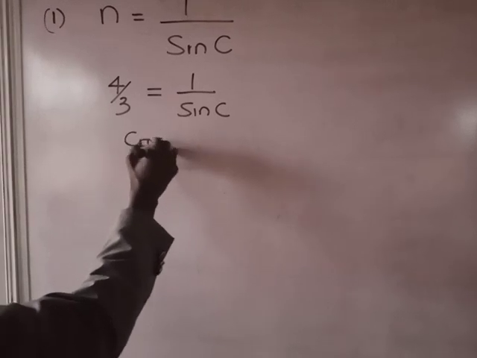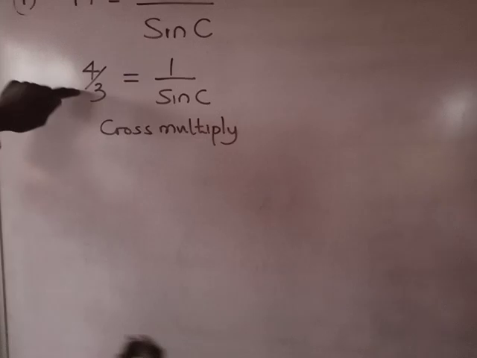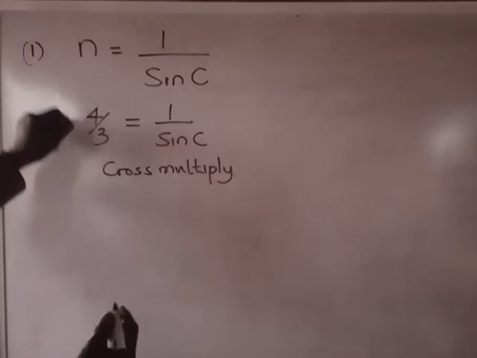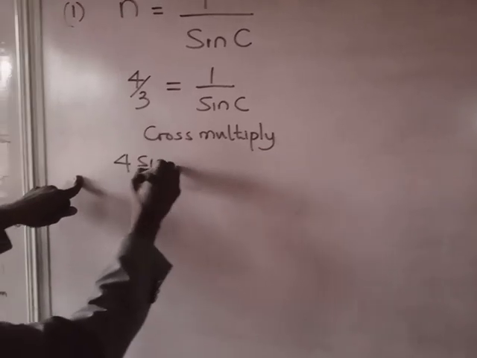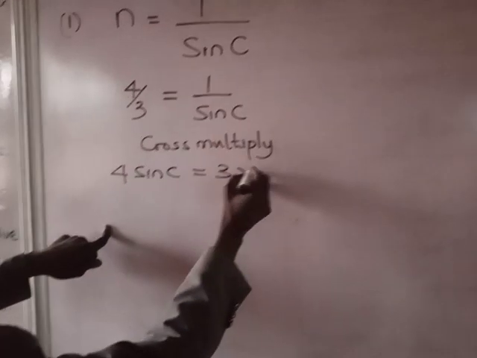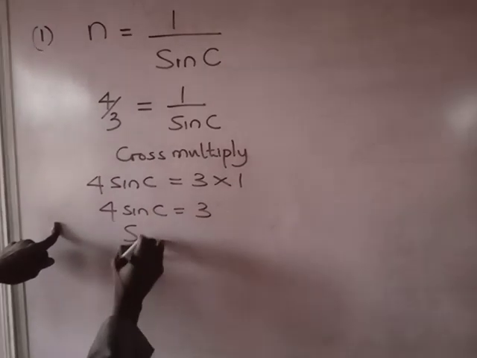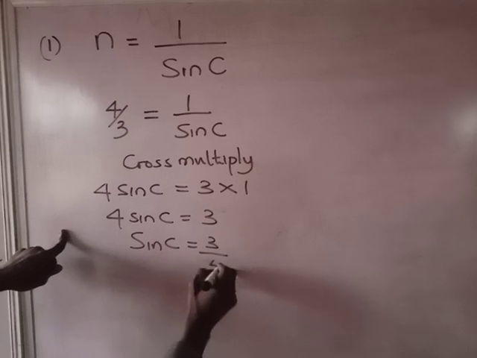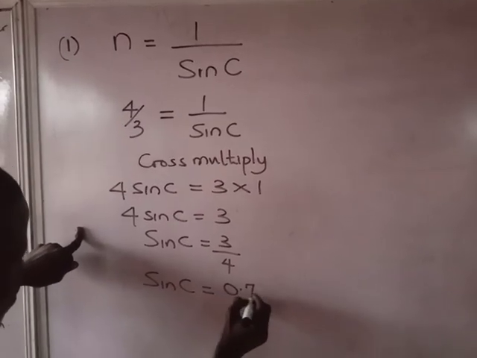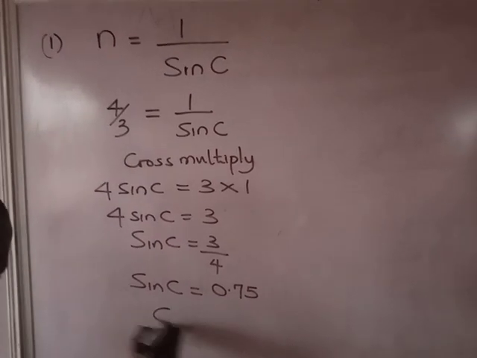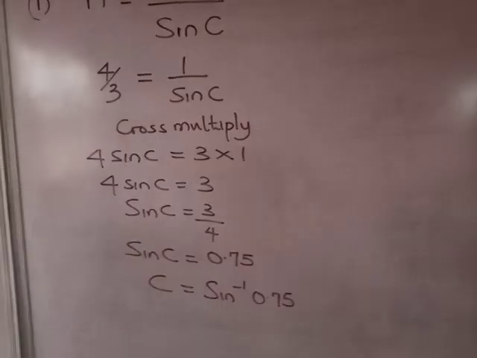So you cross multiply. Do not forget that the refractive index has been given in the question, so you put it there. We want to calculate sine c now. So 4 sine c will be 3 times 1, so 4 sine c will be 3. So sine c will be what? 3 divided by 4. So sine c will be 0.75. Then you find the critical angle by finding the arc sine of 0.75.